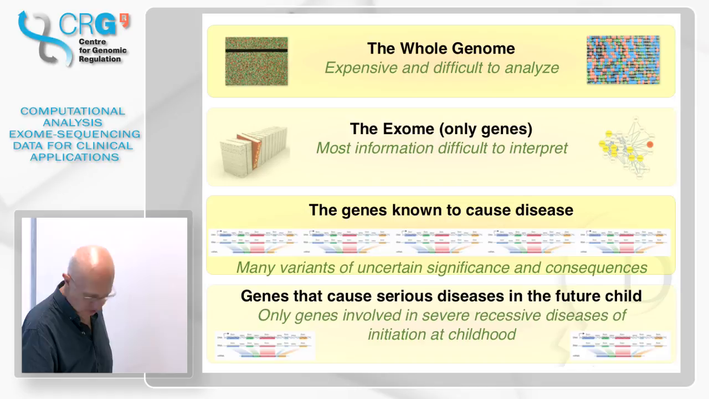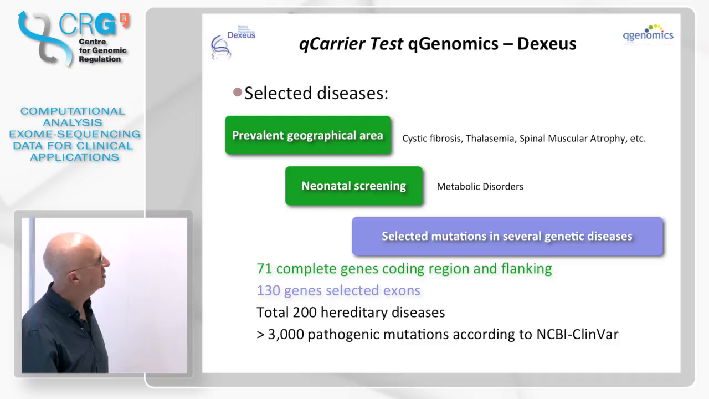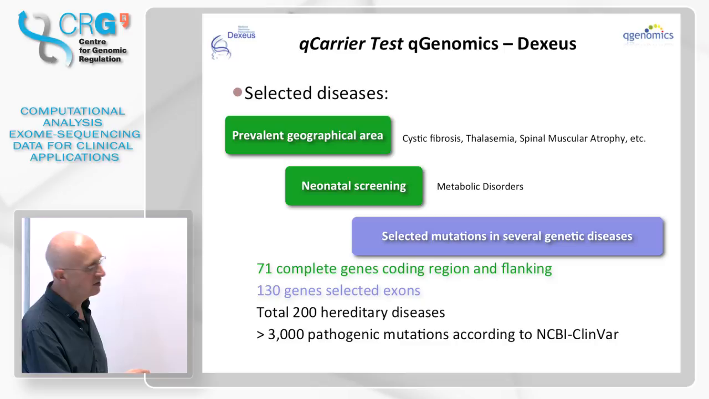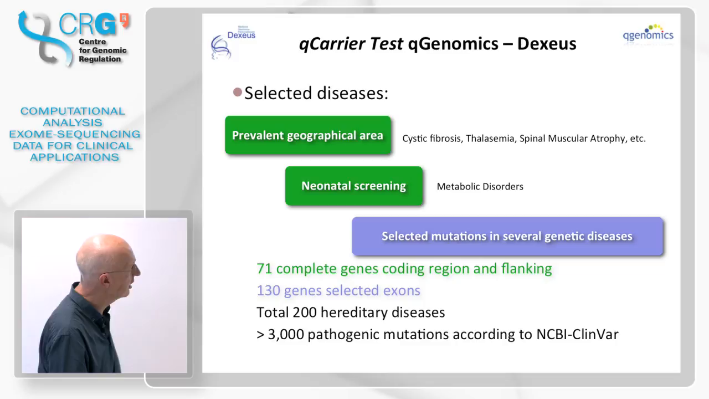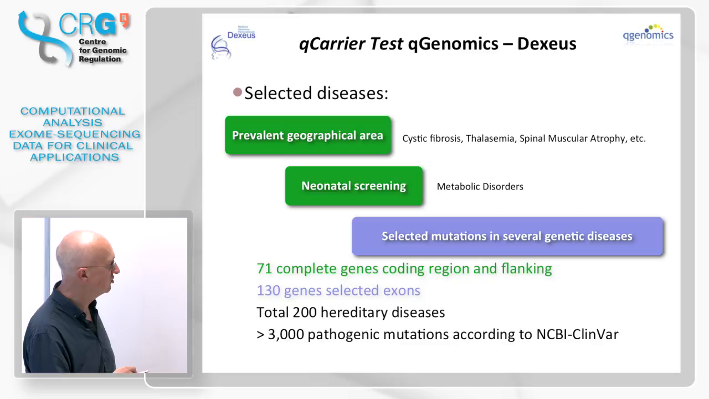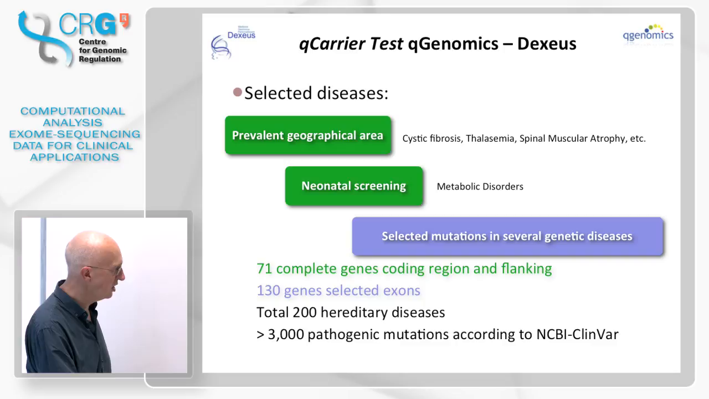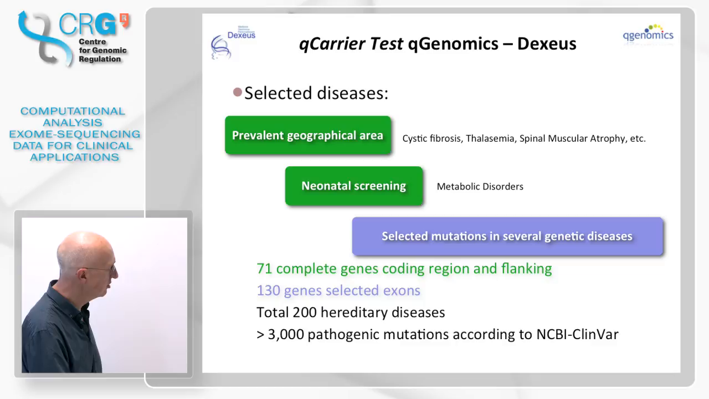childhood. So in this sense, there was this test that was developed, which contains selected diseases that are prevalent in the geographic area, most of the metabolic disorders that are detected in neonatal screening, and also several mutations that are specific of genetic disorders that are severe. So in total, there are 71 genes for which there is a complete characterization, and then some other 130 genes in which there are exons that are the ones that contain most of the mutations. And in total, there are more than 200 disorders being detected, and that involves more than 3,000 pathogenic mutations.